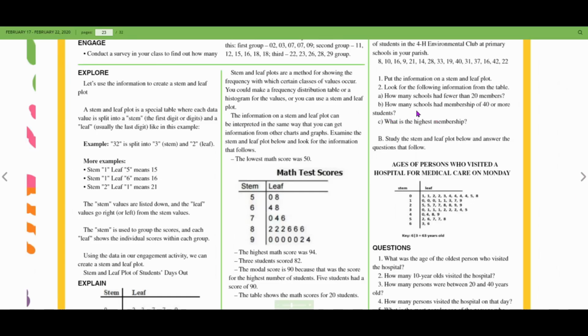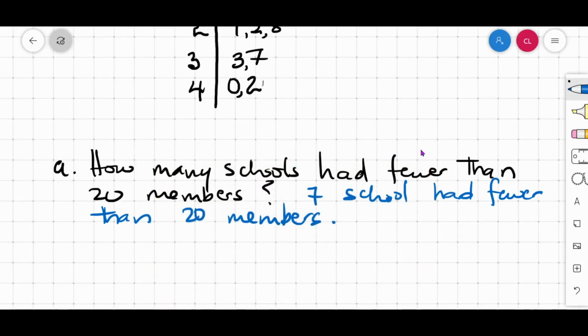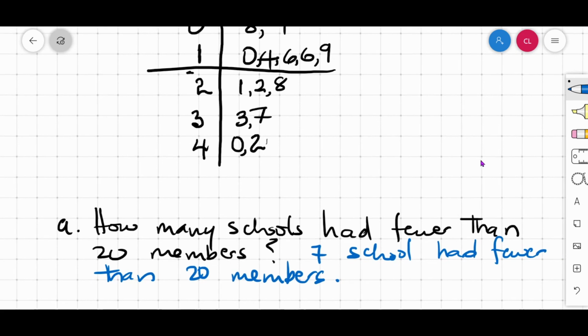B, how many schools had membership of 40 or more students? Okay, 40 or more students. Let's go 40 or more. So for 40 or more, we're looking here. So this is right. So this is greater than 40, and this would be less than 20. Okay, so this is less than 20.